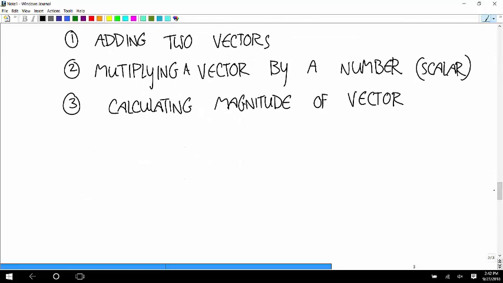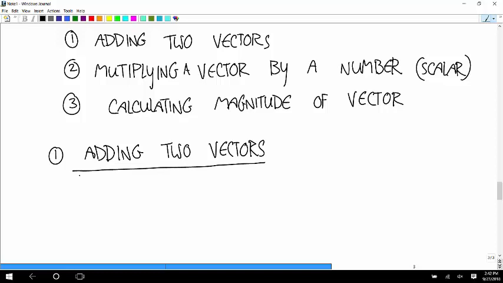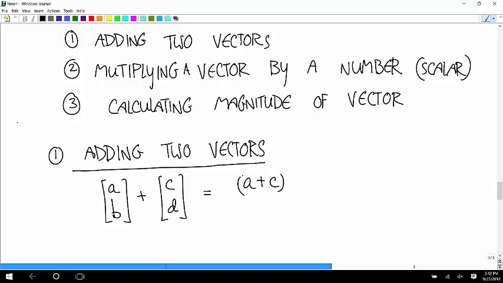So the first one, adding two vectors. If you're adding one vector that has components A, B to another vector that has components C, D, the sum of those two vectors has an X component that's equal to the sum of the X components and a Y component that's equal to the sum of the Y components.